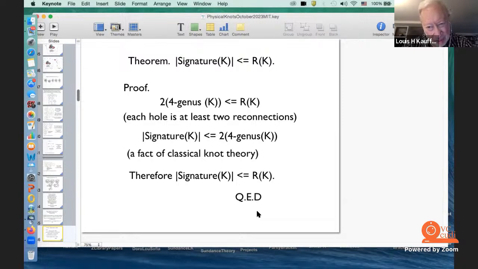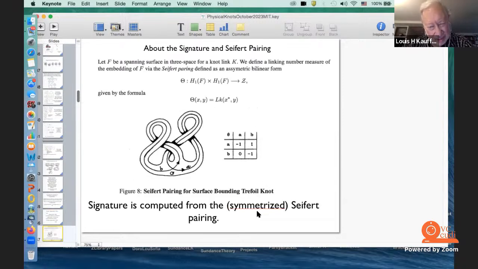And as we said, genus and reconnection number are related. So you might be interested to see how signature gets calculated. I'll just say it briefly. You take a surface whose boundary is the knot, and you look at a basis of curves on that surface. Those curves can intersect one another, but we can measure the way they link one another in 3-space by using the positive normal to the surface and pushing one curve upward a little bit and looking at its linking number with the other curve.